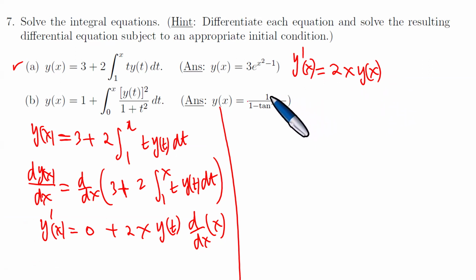Now, when you get to this, you have y prime, which is the same as dy dx, equals 2x y. Okay, is this the approach of the integrating factor? No, this one is called the fundamental theorem of calculus.